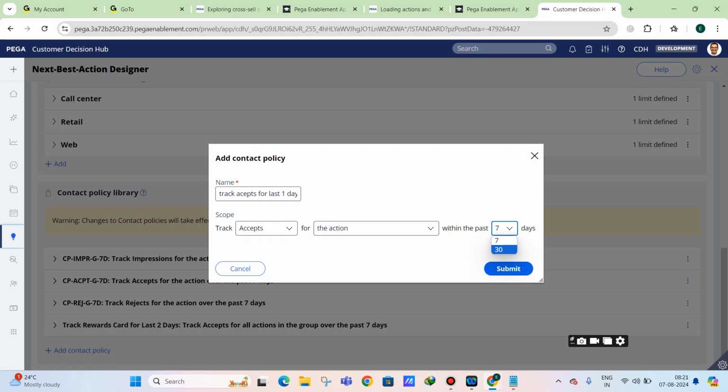If it is 7 or 30, directly you can use this. But in my requirement, if in the last 24 hours any customer accepted a particular offer, we will not show that same offer for the next 1 year or next 2 years, like that. That is my requirement. So how will I do it for 1 day?